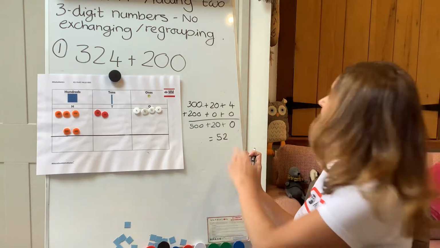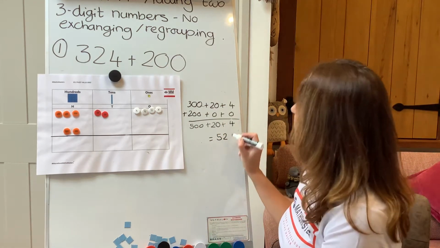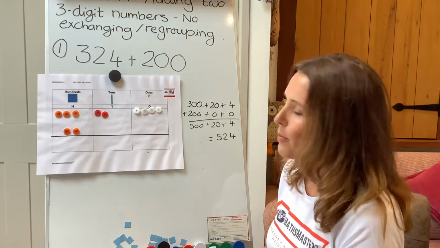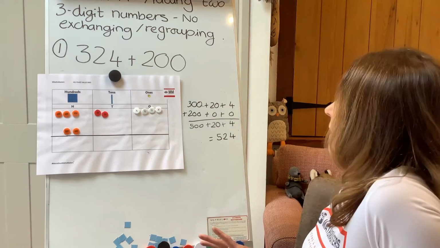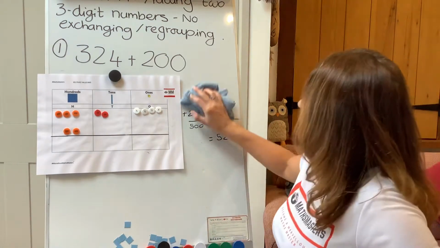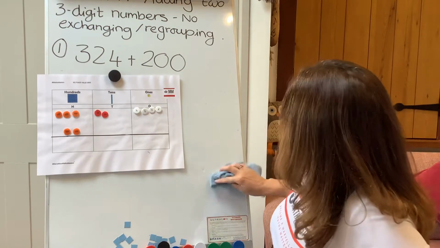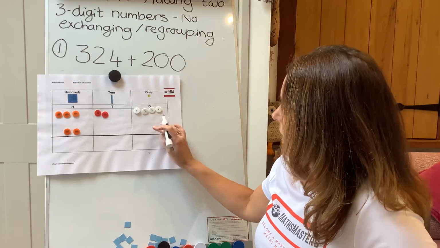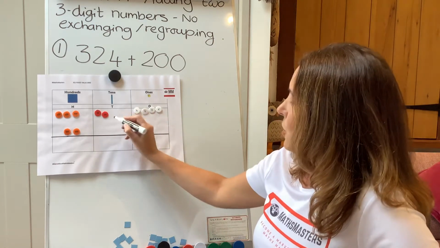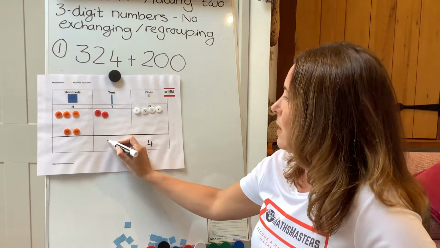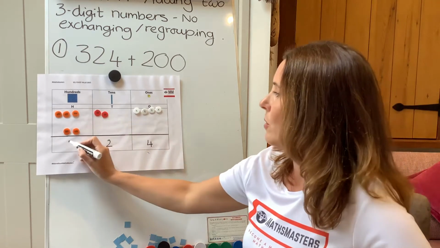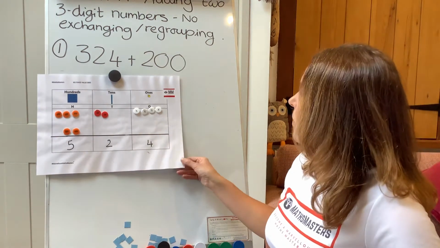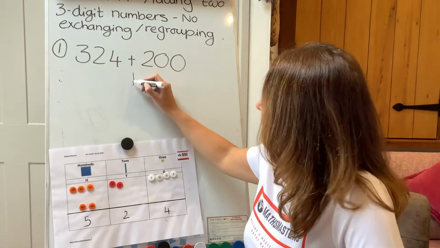Sorry, I've made a mistake. 4 and 0 is 4, so the answer is 524. It's always good to go back and check your calculations and fix any errors. Now if I wanted to do this using the formal column method, where I'm writing it underneath, I would add my ones together: 4 and 0 makes 4. 2 tens and 0 tens makes 2 tens. 300 and 200 make 500, so 524. The other way I could do it is to just use the digits.